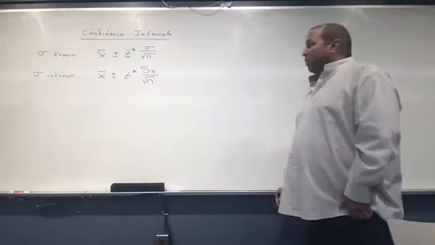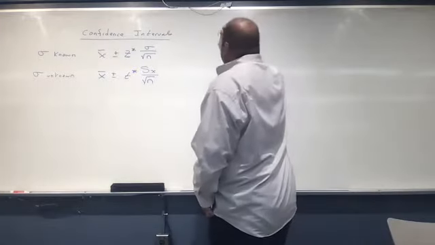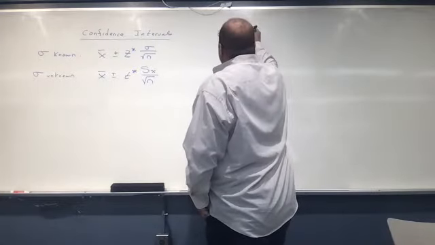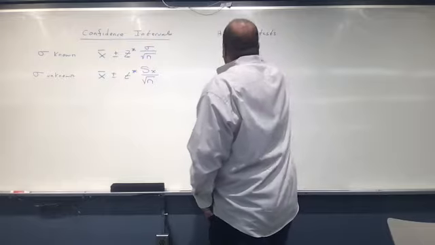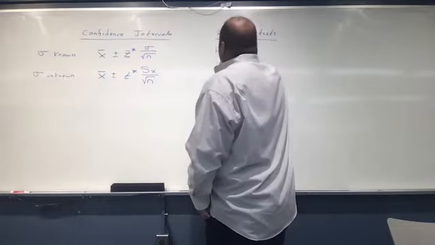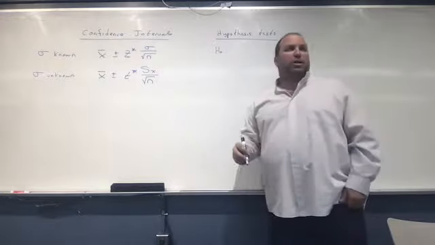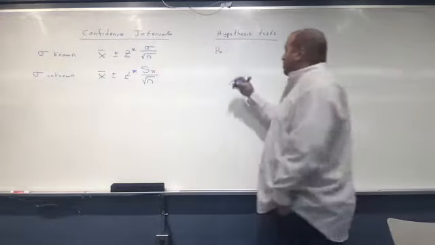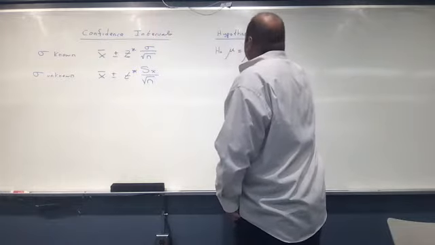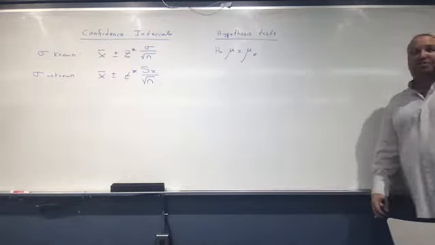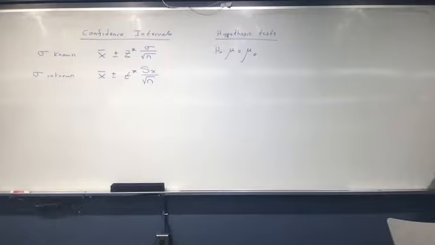Now, we also had our hypothesis tests. What is the null hypothesis for both of these examples? Mu equals mu naught. Mu, the true population mean, is equal to a specific value. Greater than, less than, not equal to would be your three alternatives. So this is what we did last time.